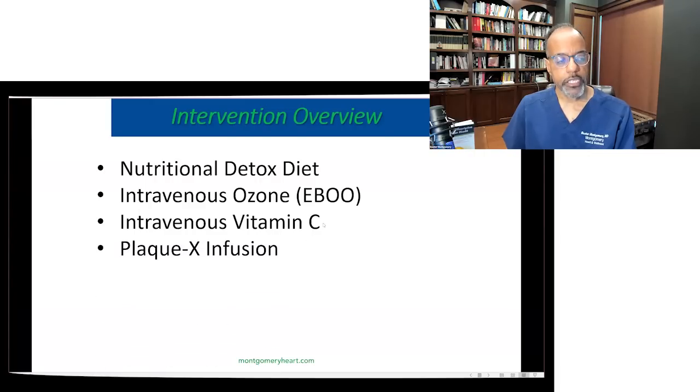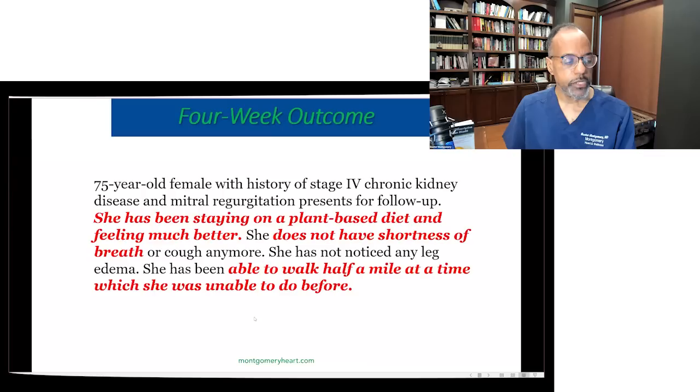We gave the vitamin C because of a history of atrial fibrillation. She also has a history of renal failure. Her GFR was 17 with an EF, if I remember correctly, of about 30 to 40%. And she, of course, received blue-green algae because she also had systemic inflammation, arthritis, and received liposomal curcumin. So this is an idea of how we use targeted supplementation and targeted regenerative therapies, along with the nutritional detox in our center. So she had been staying on a plant-based diet and feeling much better.